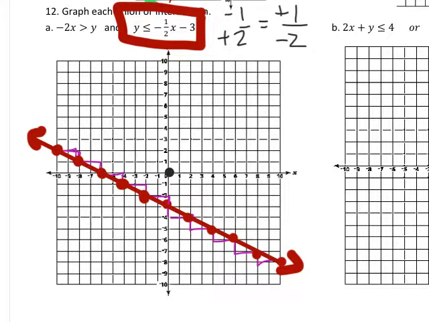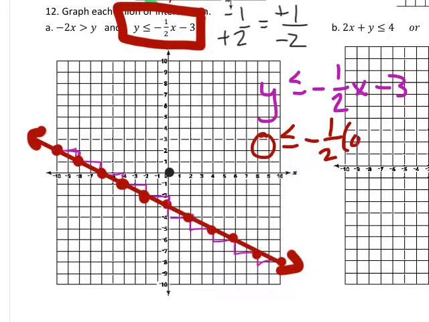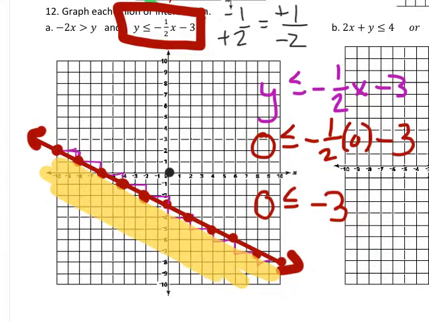We have y less than or equal to negative 1/2 x minus 3. Of course, I'm going to replace y with 0 and x with 0, minus 3. All right, so we would end up with 0 is less than or equal to negative 3. This is false. And that's fine because it allows me now to shade below this line, okay? We know that below that line is going to give us true statements, okay?